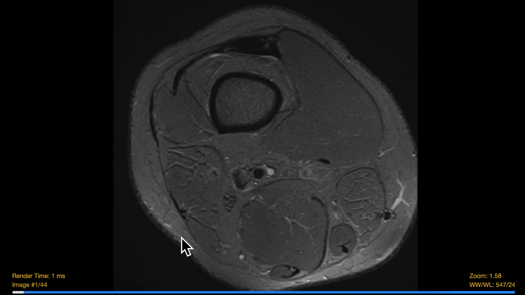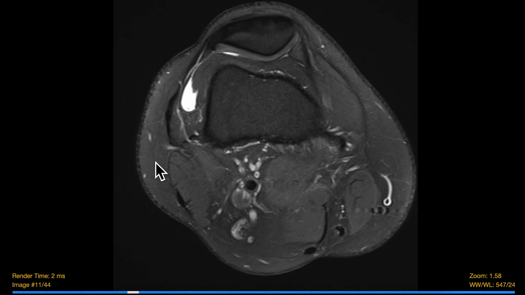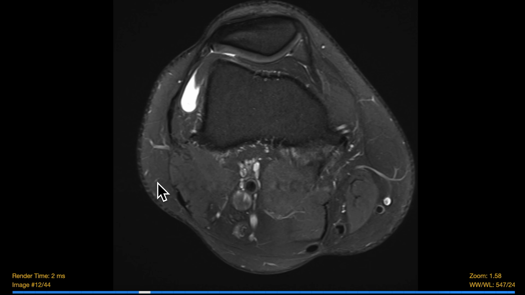You can also see masses within the subcutaneous fat, for example, lipomas or tumors, or bursae, which are collections of fluid that develop to provide cushioning. It's normal to see subcutaneous vessels within the fat pad, but if these are enlarged, they can form varicose veins or varicose vessels, which can be symptomatic.